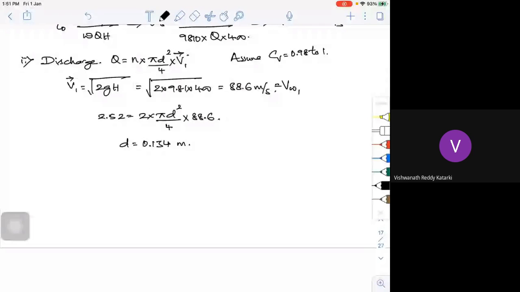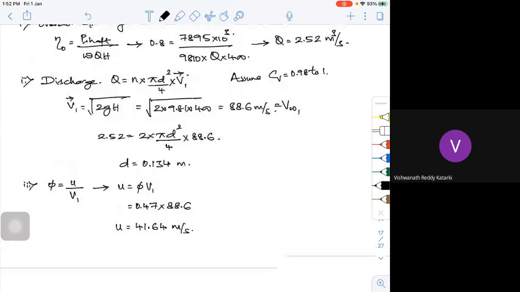The first thing I'll be finding is your U. We know the speed ratio is given by phi is equal to U by V1, or I can write U is equal to phi into V1. Phi is given as 0.47 in the problem statement. So 0.47 into 88.6, I am going to get U equal to 41.64 meters per second. This is the value of your peripheral velocity or blade velocity.